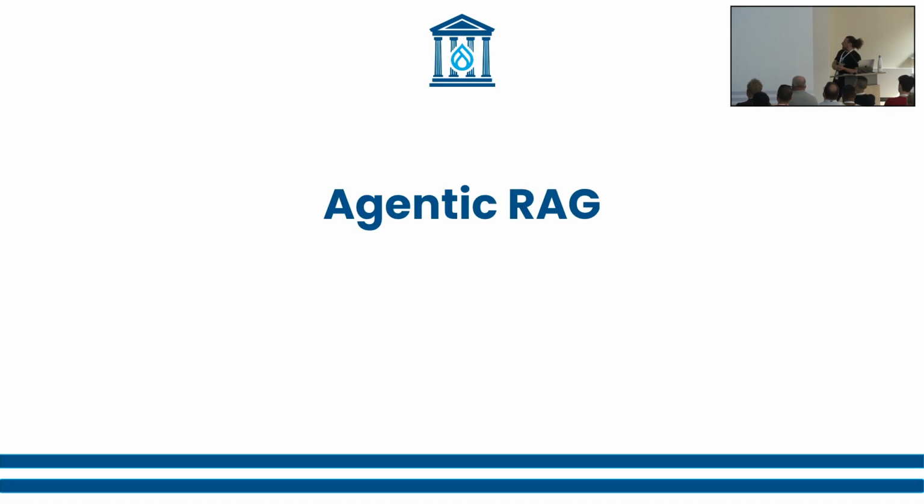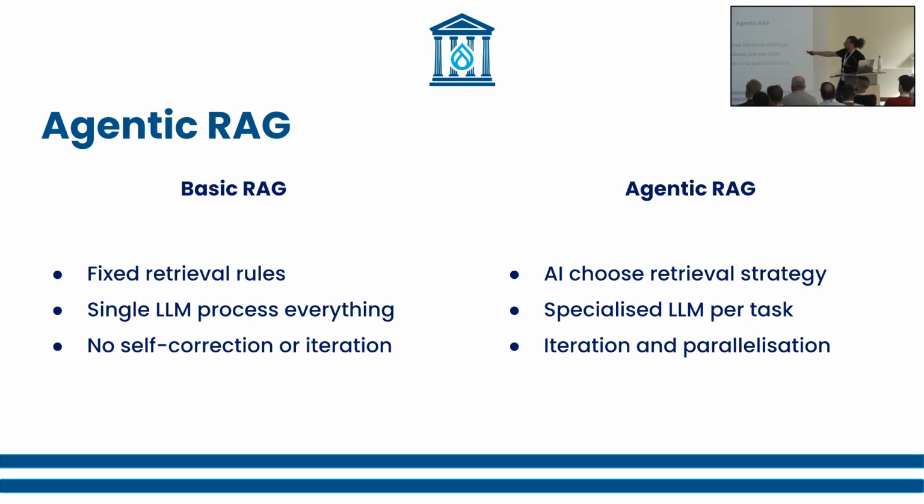Then we can talk a little bit about agentic RAG, because everything that we have done previously, we can do through an agent. With the basic RAG, we have fixed retrieval rules. We have one LLM, usually, that processes everything. There is no self-correction or interaction. While with agentic RAG, they can plan, they can use tools and so on. They can choose the retrieval strategy. They can use a different LLM per task. For example, if you want to do a query rewrite, you can use one LLM, and to do the embeddings, another one. So you have more freedom. And you can do everything at the same time as well if you want.